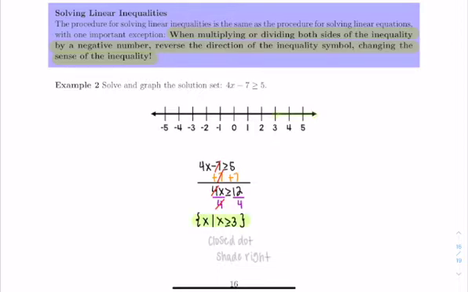Now that we have found the answer, are we going to have a closed dot or an open dot on 3? We're going to have a closed dot. And are we going to shade to the left or to the right? We're going to shade to the right because that's the way that the arrow points. So let's come back up here. We're going to have that closed dot on 3. And then we are going to shade to the right.